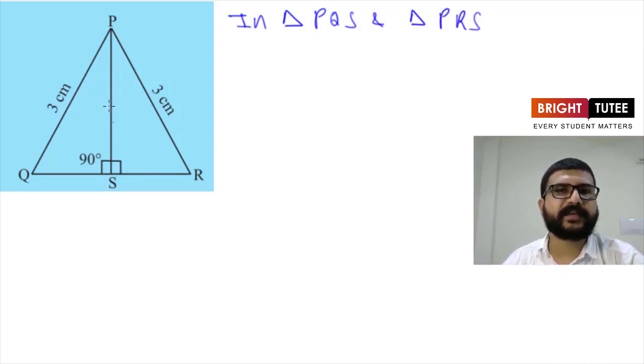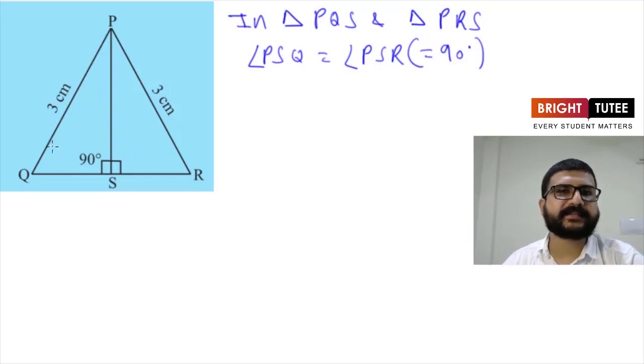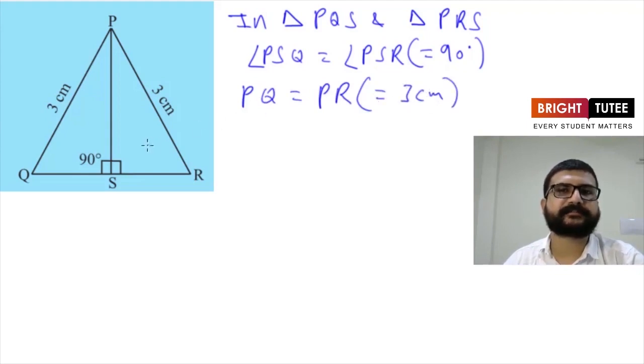What are the things we are having equal? It is angle PSQ is equal to angle PSR. So it means angle S is equal to angle S. We can write it here like this, angle PSQ is equal to angle PSR. They both are equal to 90 degrees, and we are having their hypotenuse as PQ and PR, and they are equal, as it is marked here, they both are 3 centimeters each. So we can simply write PQ is equal to PR, they are equal to 3 centimeters.